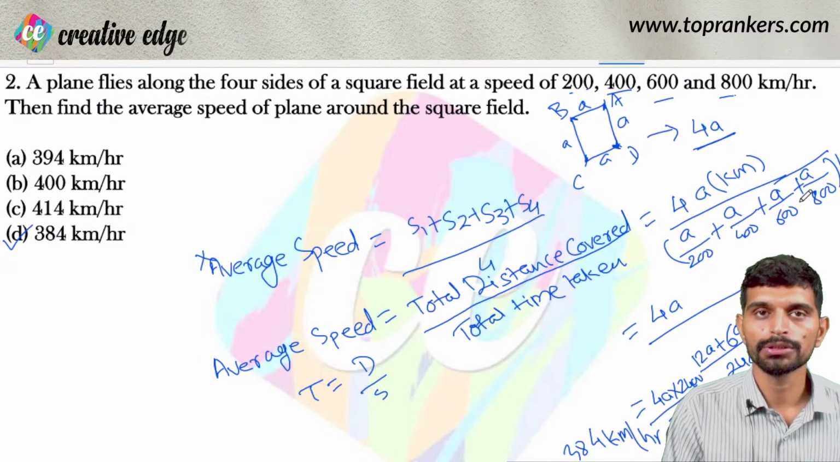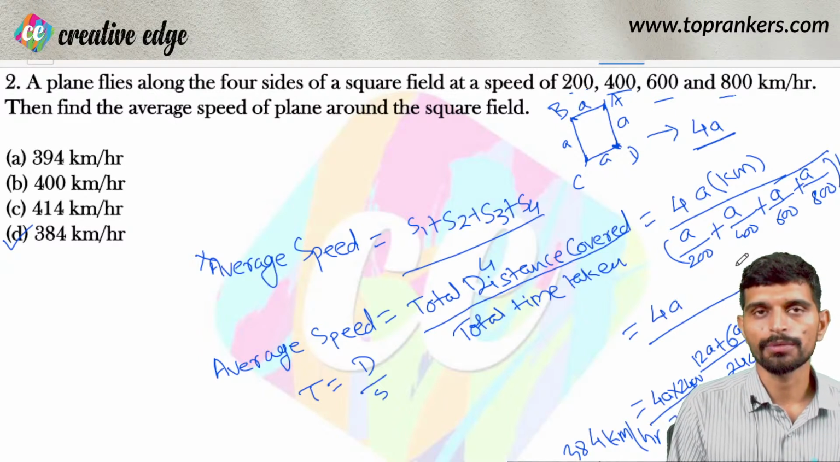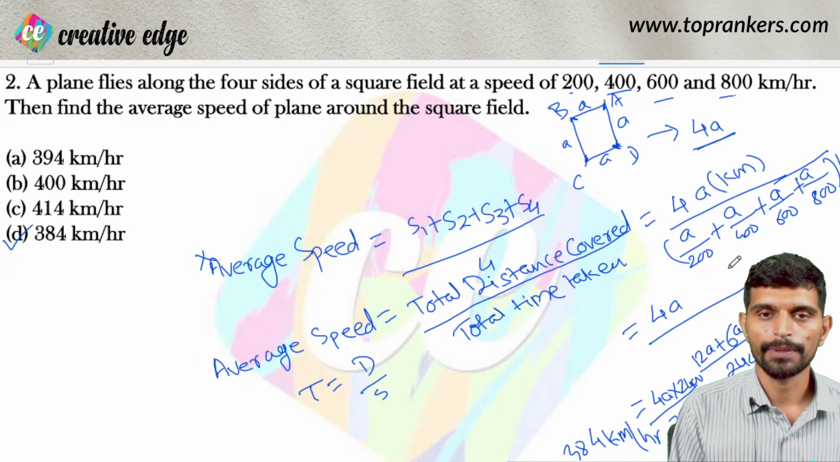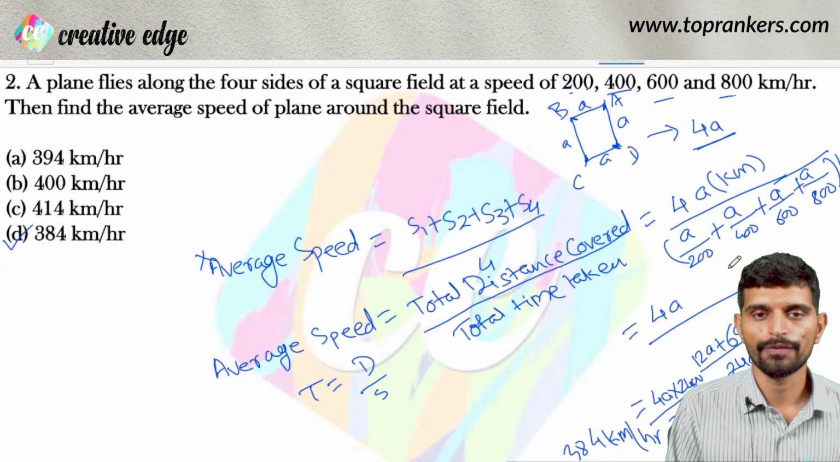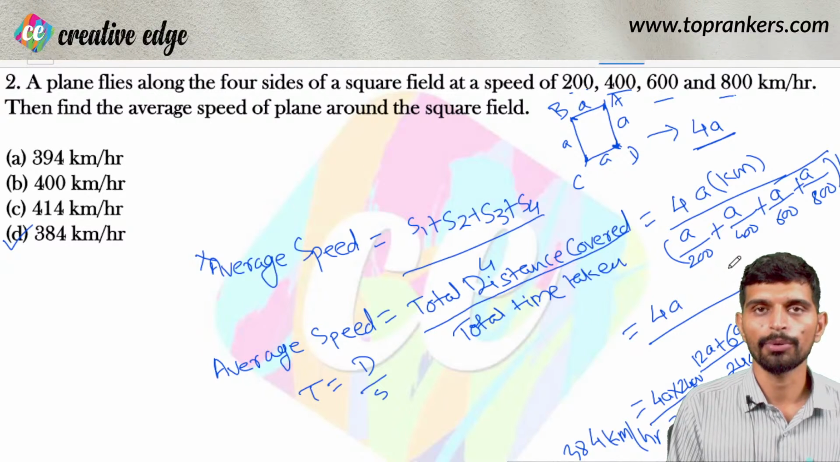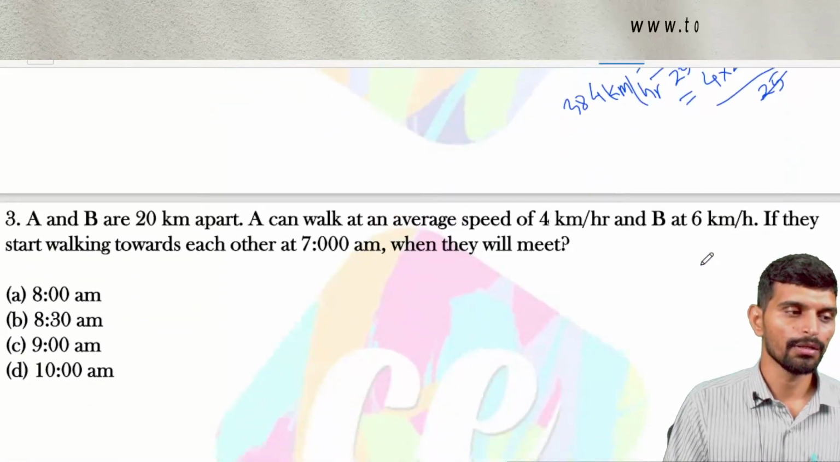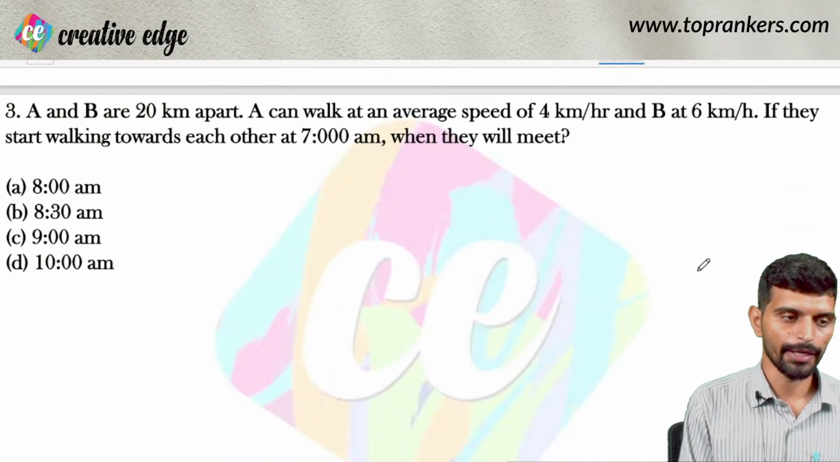Alright students, I hope this concept of average speed is clear to you all. Average speed is not sum of all speeds given and divided by number of speeds, but it will be total distance travelled upon total time taken. Now let's learn the concept of relative speed.